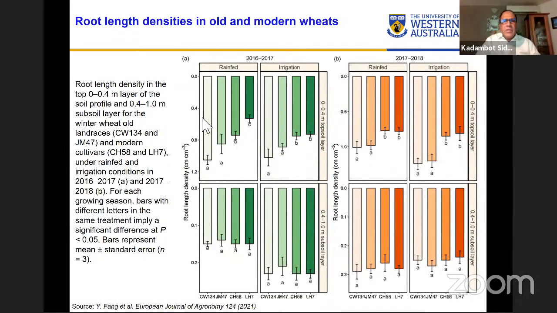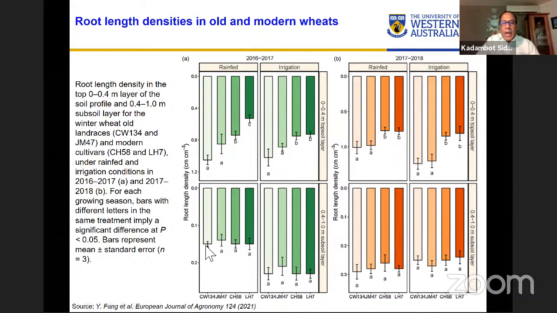It's a busy graph, but I will just digest this. So you have the 2016-2017 season and the 2017-2018 season. Then you have rain-fed and irrigated. What we have is the root length density, centimeter per centimeter cubed. If you look at the top portion, the 0 to 0.4 meter or 40 centimeter layer, you can see the root system of the modern variety, which in this case is CH58, and LH7 was less, both under irrigated and rain-fed conditions in 2 years.